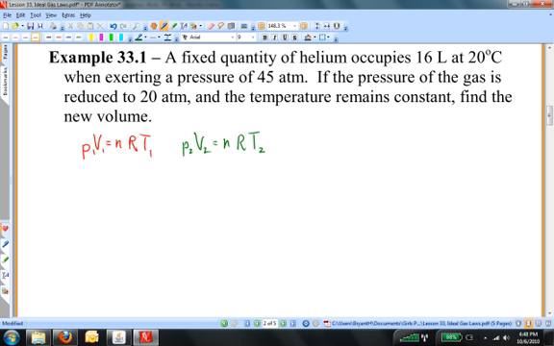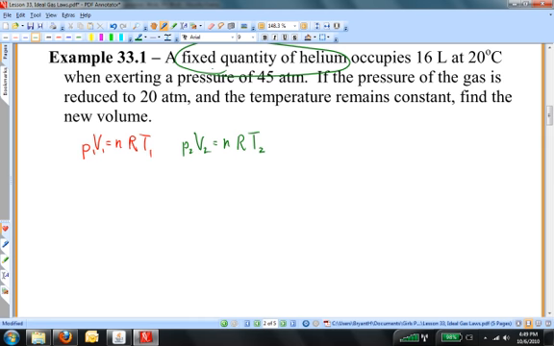Now I want to make a set of observations. The first set of observations is that I have a fixed quantity of helium. What that means is that the number of molecules of gas and the number of moles of gas, N, does not change. So N in the red equation under the first conditions and N in the green equation, the second conditions, are going to be the same N. R is a constant, so the ideal gas constant in both equations is the same.